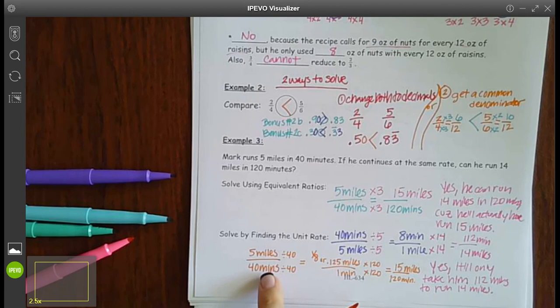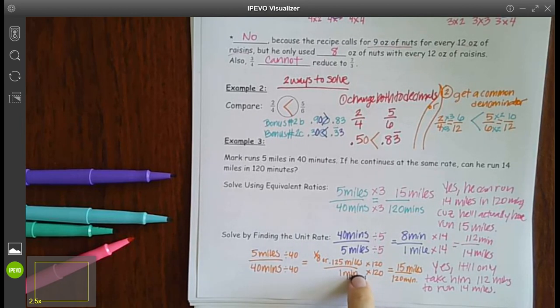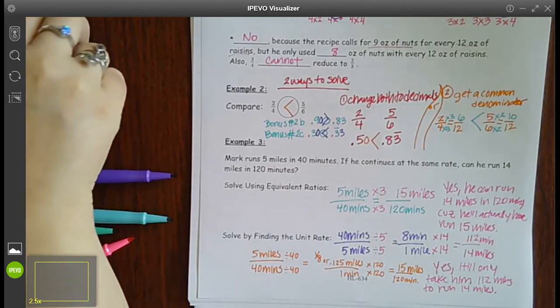If I got my denominator to become 1 that was minutes, then I'd multiply it by 120, because for 1 minute, I went this distance. Well, how far could I go in 120 minutes? All right. Or if that's just too much thinking, you could always just fall back on the equivalent ratio route. All right. And that is how you use equivalent ratios or finding unit rate to answer questions. Congratulations on mastering yet another standard.